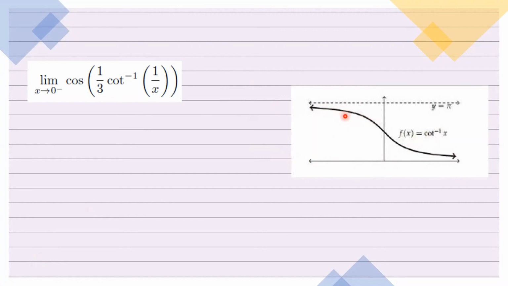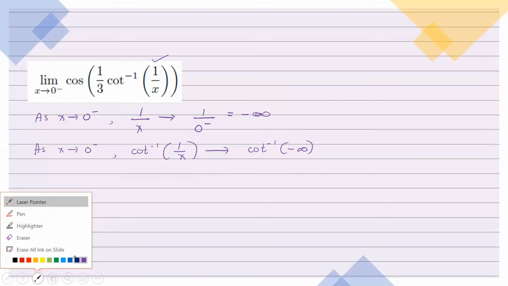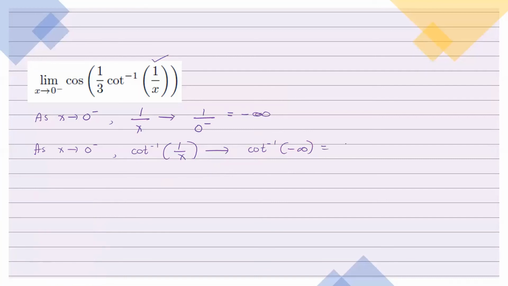Okay? So, kapag pupunta ka sa kaliwa, asymptotic lang yung cotangent inverse sa line na y equals pi. So, we get that this value is equal to pi. So, the limit as the input or the expression inside the cotangent inverse approaches negative infinity ay equal po sa pi. So, okay na tayo dito.